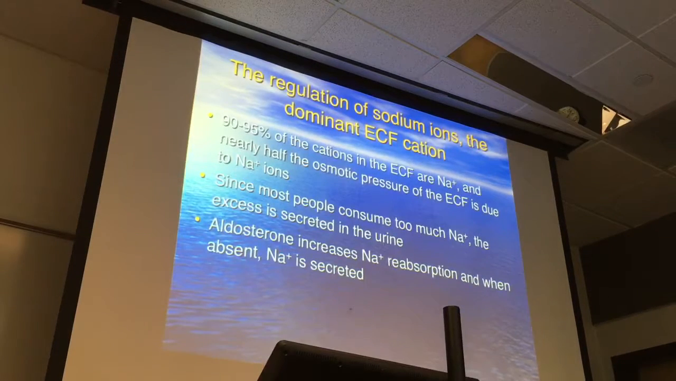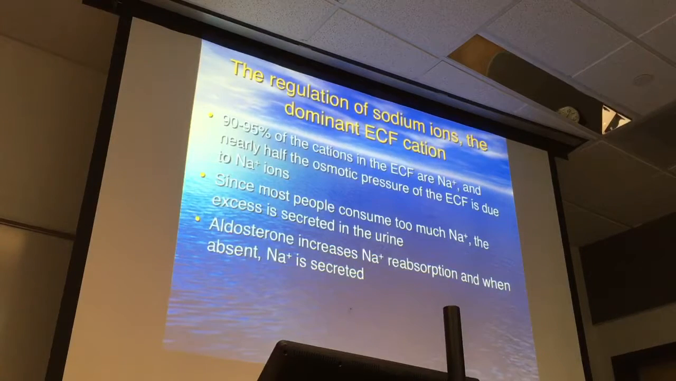We are salty individuals. Guess what the dominant anion is in the extracellular fluid? Chloride. So, yeah, that's the major cation and anion in the extracellular fluid. Which means if sodium is the major cation and chloride's the major anion, the vast majority of the osmolarity is due to those two ions.